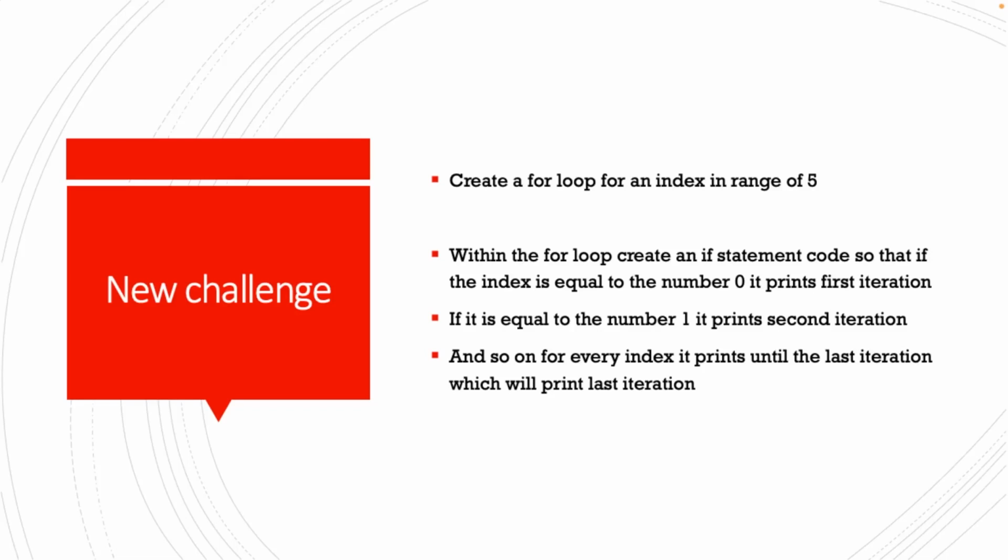So, how do we write a for loop? How do we write a for loop for an index in range of 5? So, here we have like 5 examples. For index in range open brackets 5.